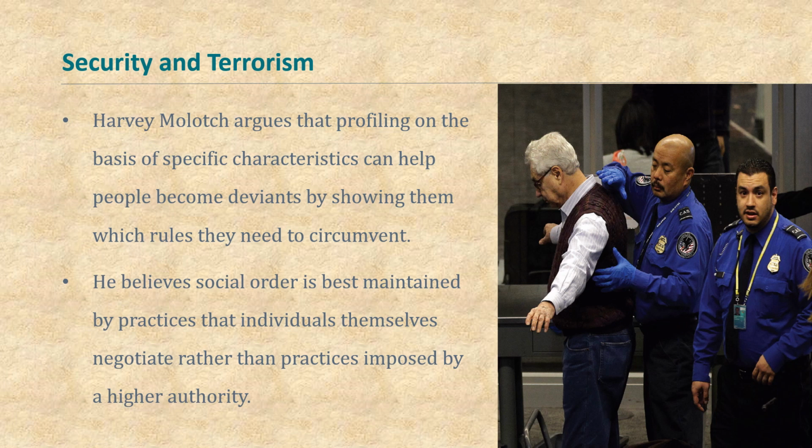Security and terrorism. According to Harry Malach, he argues that profiling on the basis of specific characteristics can help people to become deviant by showing them which rules they need to circumvent. He believes that social order is best maintained by practices that individuals themselves negotiate rather than practices imposed by a higher authority.